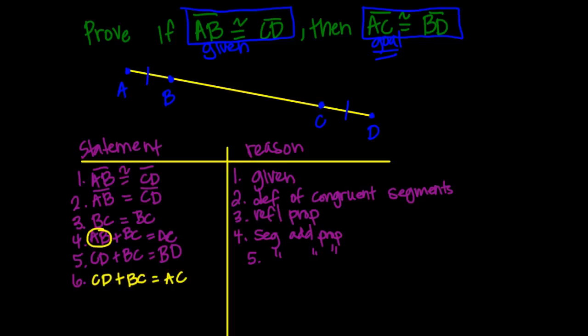Now look what I have. How cool is this? CD plus BC is equal to BD. CD plus BC is also equal to AC. So that was substitution.